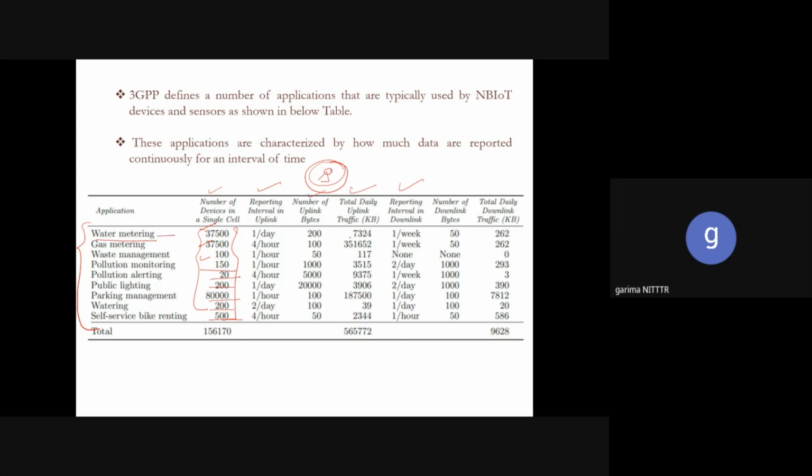For example, for a water meter, you are reporting once per day, and you are getting information from the core network once per week. But for a gas meter, you are reporting 4 times an hour, and you are getting information once per week. So like this, you have different systems and applications, and on the basis of those applications, you are identifying the reporting interval in both uplink and downlink, and also the data bits in both uplink and downlink. So this will save your manpower. This will save your energy, and you will have efficient solutions for different problems.